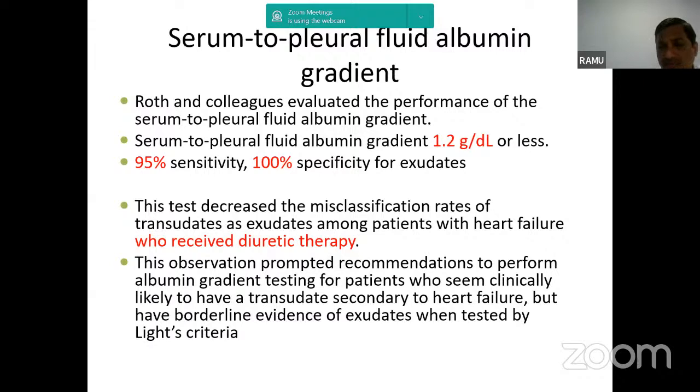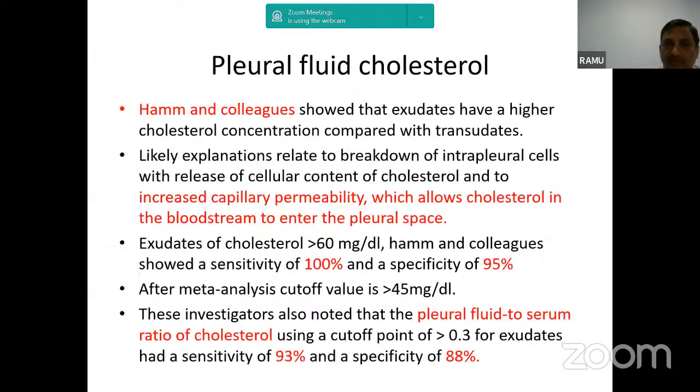Whenever this test is done in a patient with heart failure who has already used diuretics, the gradient will change, so we cannot take this gradient as a normal exudate finding. It is recommended to perform the albumin gradient test for patients who seem clinically likely to have a transudate secondary to heart failure, but have borderline evidence of an exudate when tested by Light's criteria.